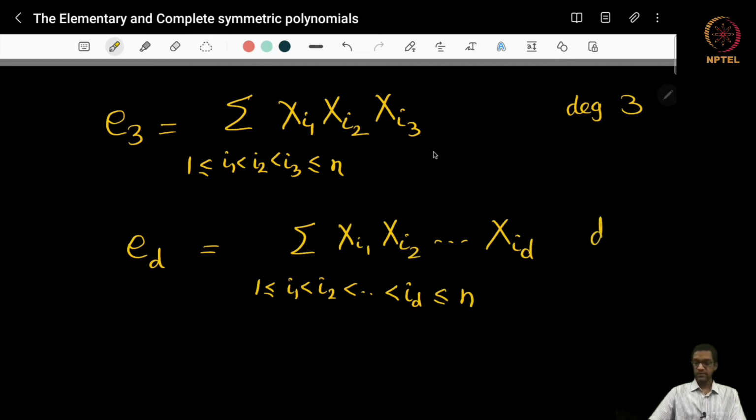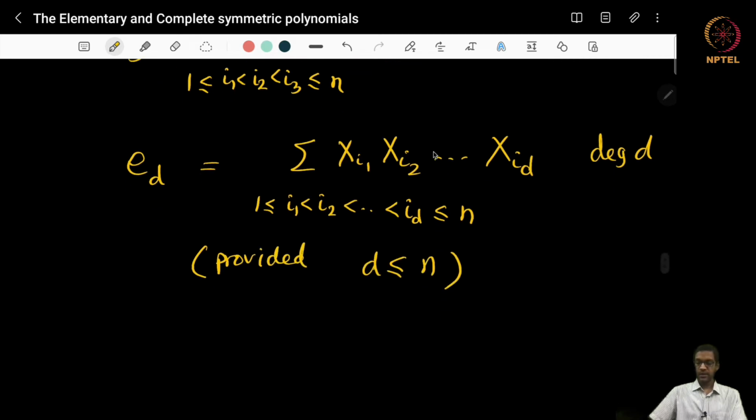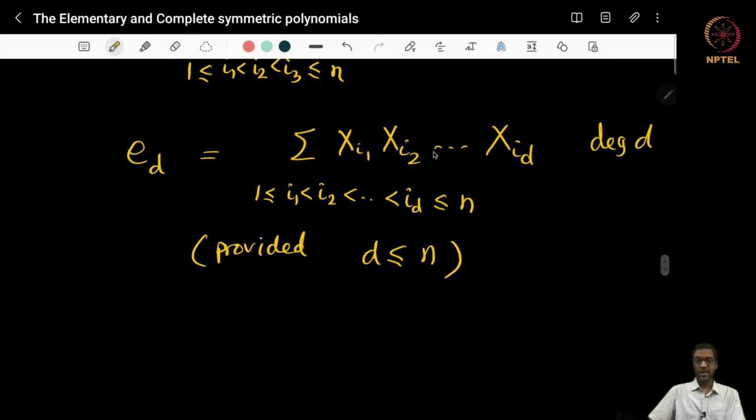Okay, and observe this of course only makes sense, or you can only define this, provided d is smaller than or equal to n. Okay, and observe what is En, the very last guy. En is just going to be a single term, x1, x2, ..., xn. That's the only thing you can get for En. Okay, and if it's bigger, then you just define it to be 0.